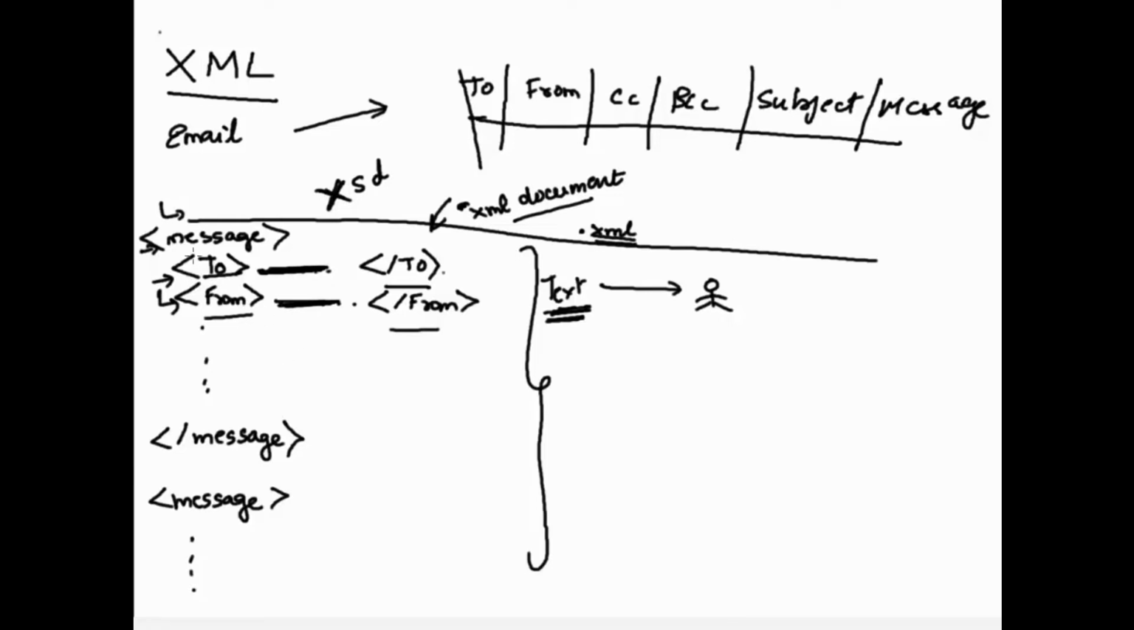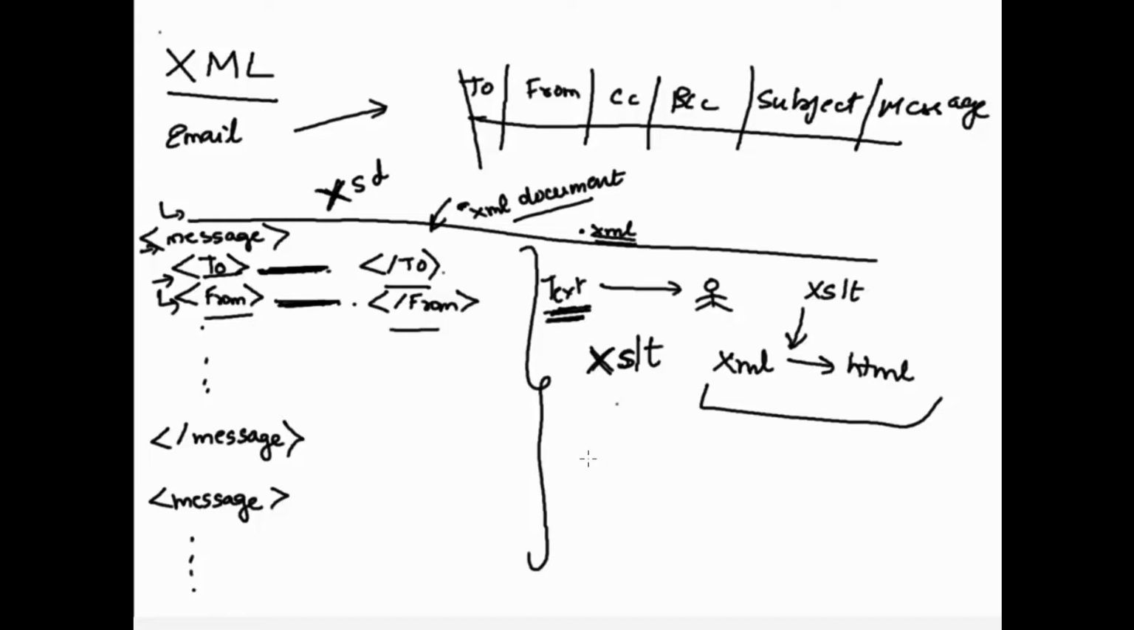There are various ways in which you can parse this. One of the commonly used is called XSLT, where you take the XML and transform it to HTML so that you can make sense of the data. You don't have to visualize it in this particular format. So you take XML plus your XSLT, which will be a different sheet, and it will give an HTML.